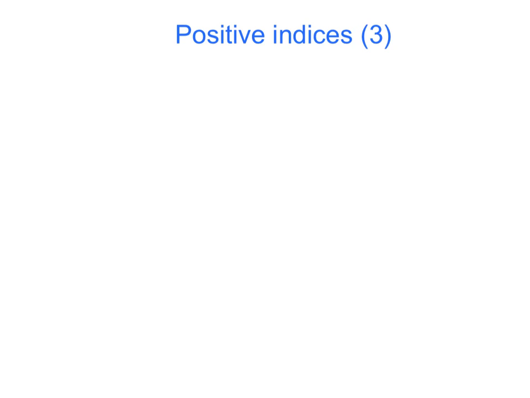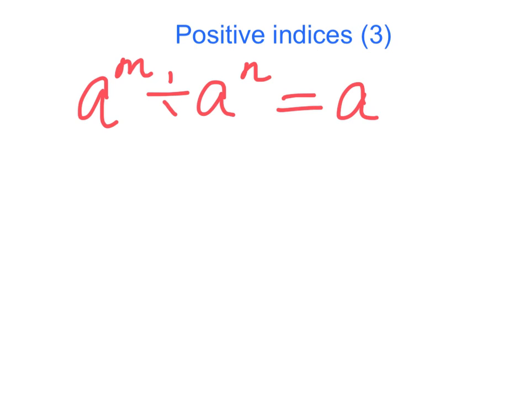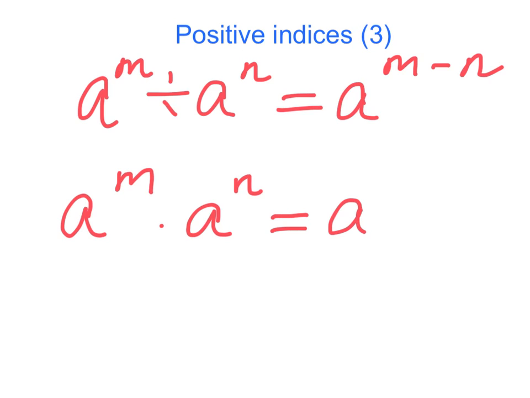Now we are going to discuss the index law about index subtraction. That's a to the power m divided by a to the power n equals a to the power m minus n. Yeah, that's a little bit different from the one we were discussing before. Okay, you can see the difference. One is times, one is division. So the difference you can see is the addition and subtraction on the index.